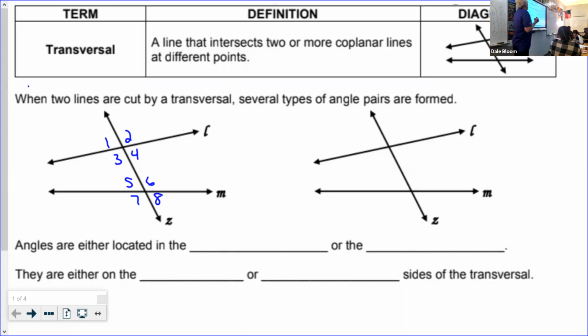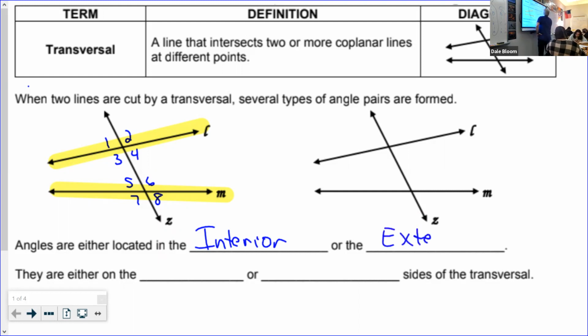All right, so first of all, you guys see what's between these lines here? We call that the interior. So we have angles that are located interior or outside or exterior of the line, right? So 3, 4, 5, and 6 are all on the interior. Those are interior angles, right? Because they're in between those lines. Angles 1, 2, 7, and 8 are on the exterior of those lines.